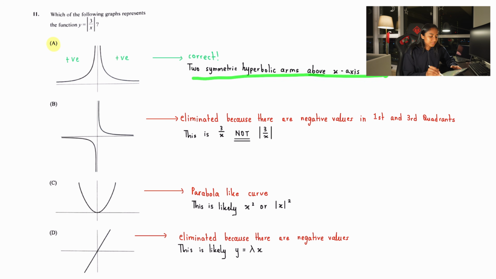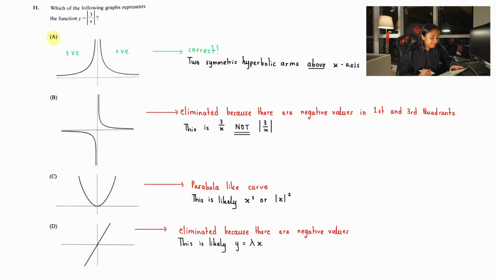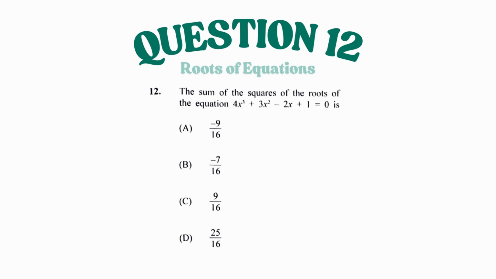So two symmetric hyperbolic arms above the x-axis. This is eliminated because there are negative values in the first and third quadrants. We went over that. This is a parabola-like curve, so it's likely x squared. And this is most likely just some straight line, so any constant, okay? That's how we do number 11.